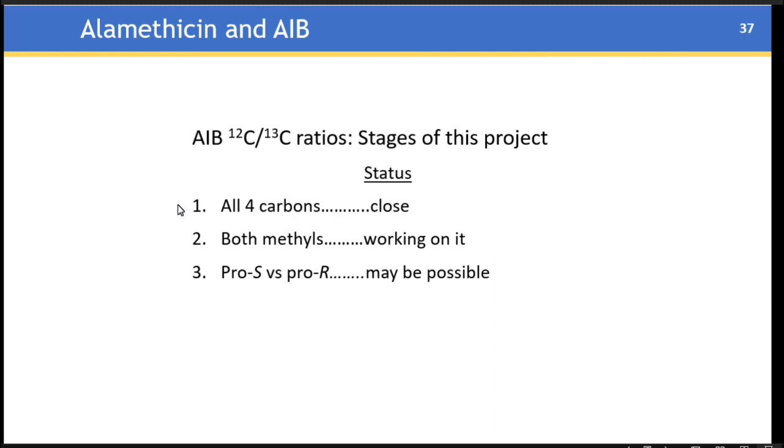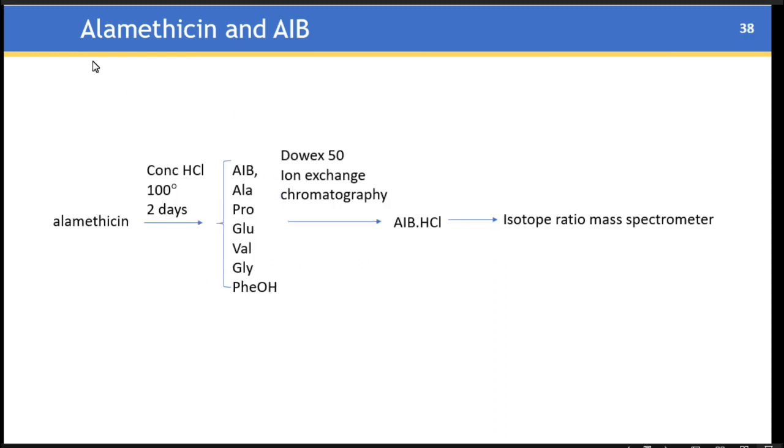Well, okay. How about if we just analyze all the carbons with an isotope ratio mass spectrometer, and hopefully this will at least duplicate what was in the literature determined by mass spec. My method for doing this on this large scale is to take the alamethicin, destroy it by boiling in HCl to its constituent amino acids, separate the AIB mostly by ion exchange chromatography, and then analyze it with the IRMS.